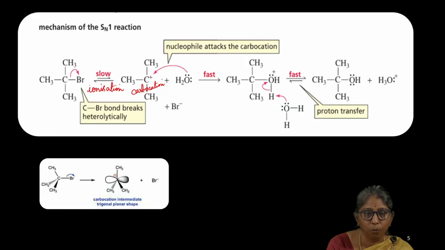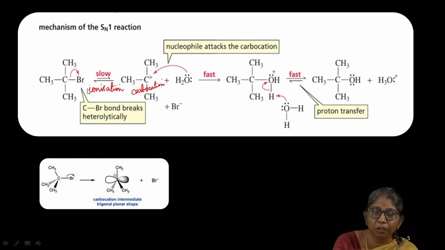Now we can understand the mechanism. After studying the kinetics, we found that the reaction rate depends only on the concentration of the alkyl halide. That means the rate determining step involves only the alkyl halide. According to that point, we can study the mechanism. The reaction takes place in 2 steps, and the first step, being the slow step, is the rate determining step.